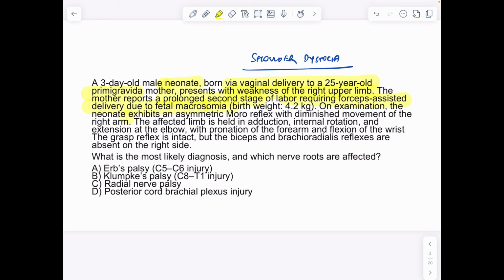On examination, the neonate exhibits an asymmetric Moro reflex with diminished movement of the right arm. The affected limb is held in adduction, internal rotation, and extension at the level of elbow, with the pronation of the forearm and flexion of the wrist. The grasp reflex is intact, but the biceps and the brachioradialis reflexes are absent on the right side.